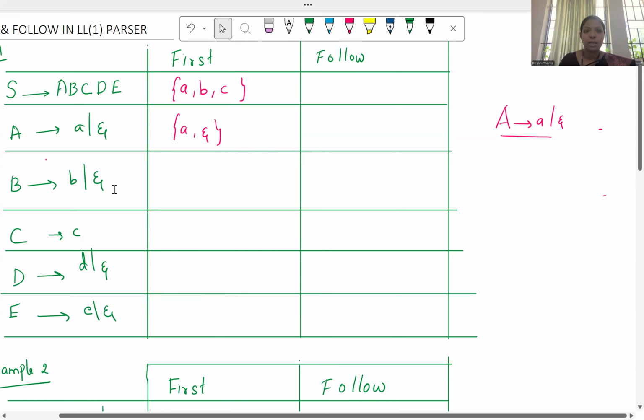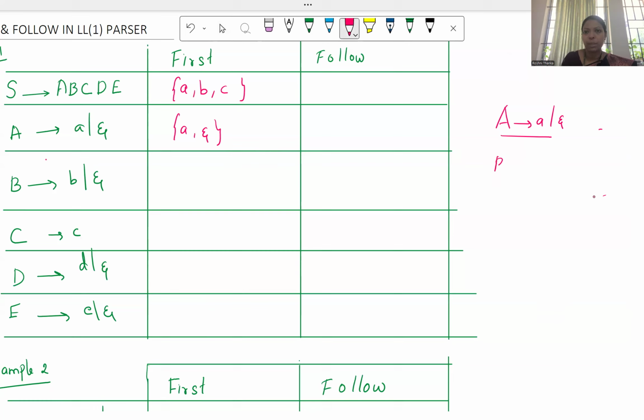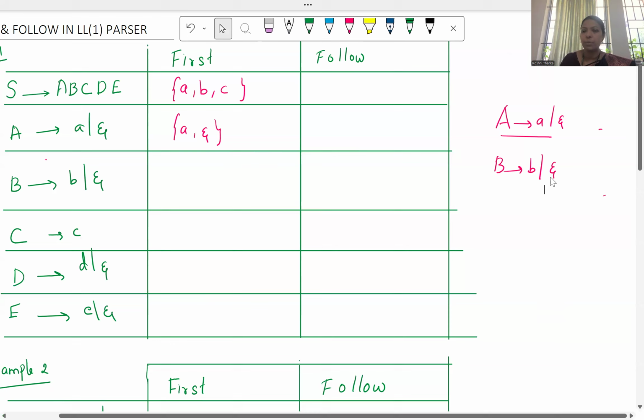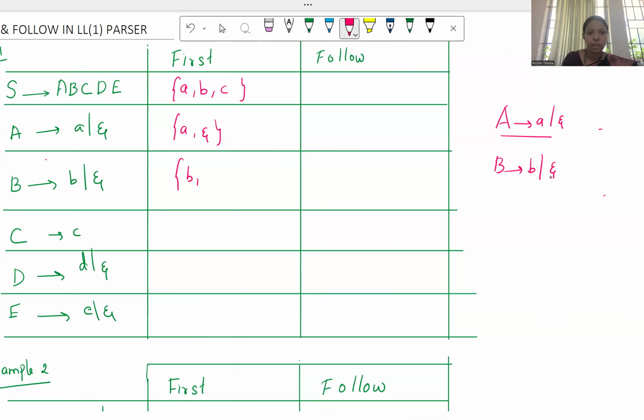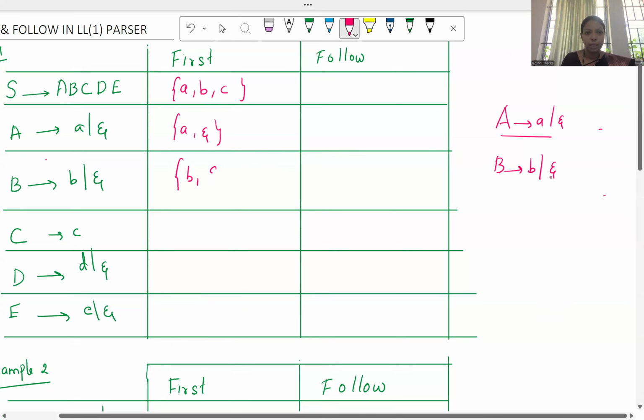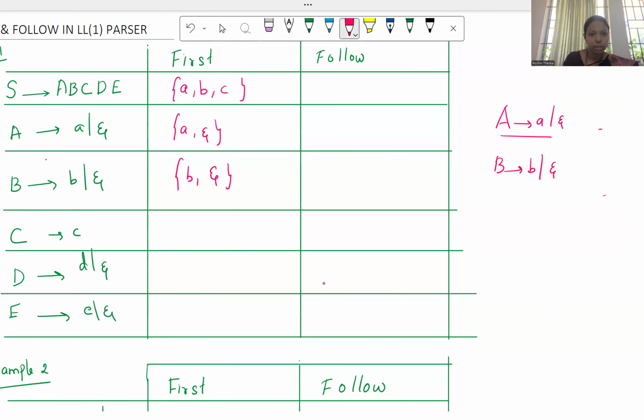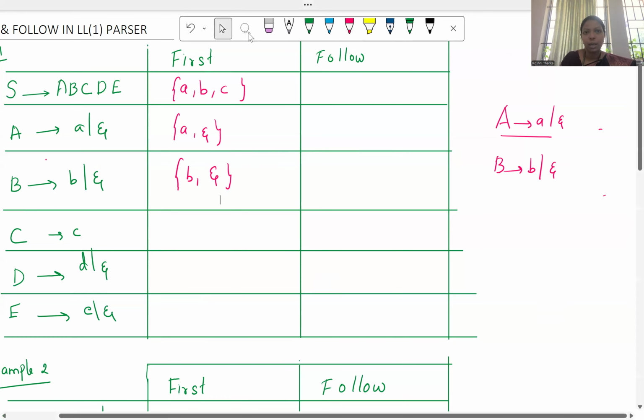Similarly, when I write the next production, B derives b or epsilon. Both b and epsilon are terminals, so that's it. Nothing more than this, right? So it can be either small b or epsilon. Now when you see C, for example, when I take a production of C, in C you have only one symbol to be generated.